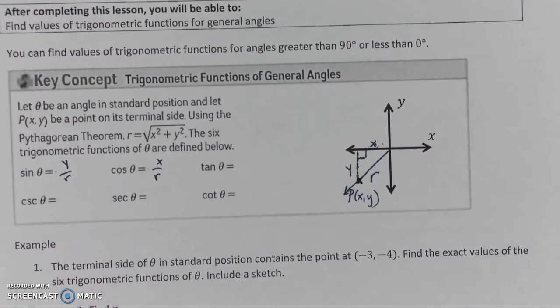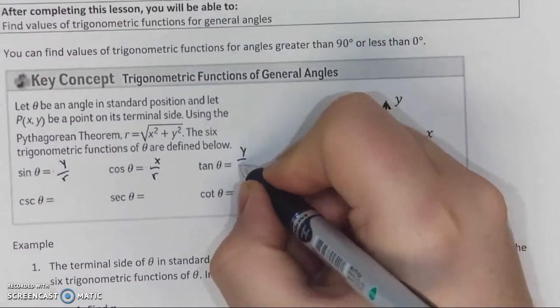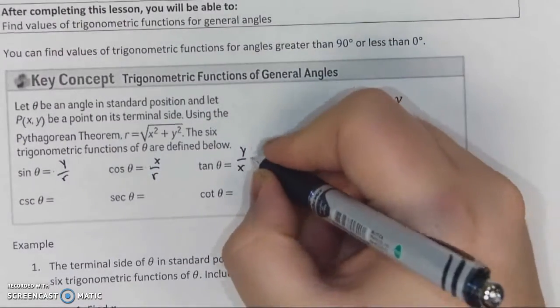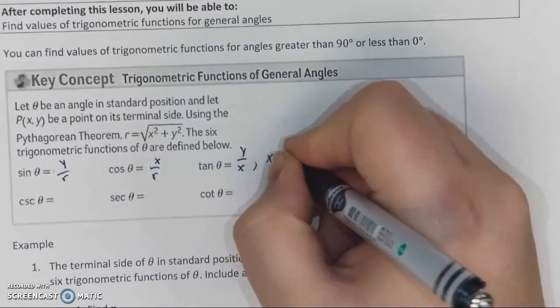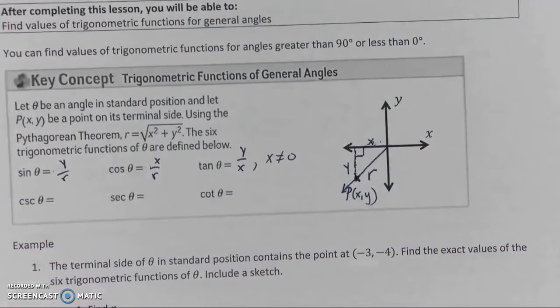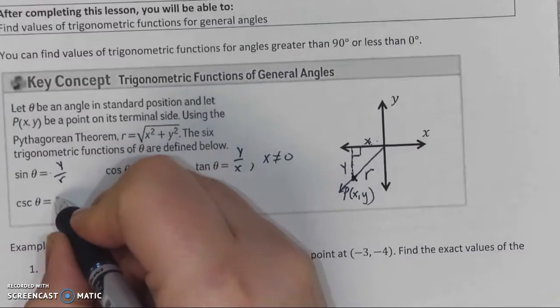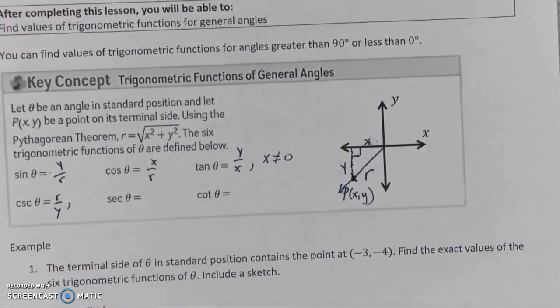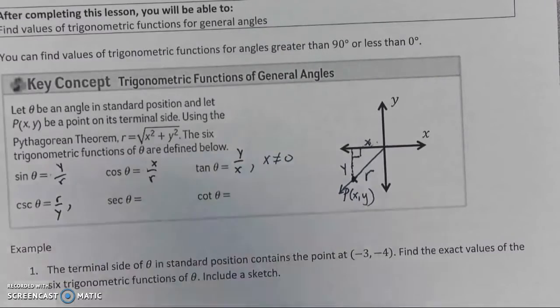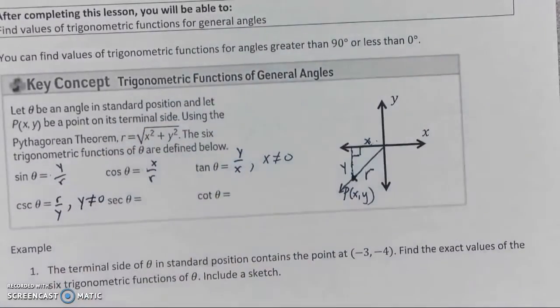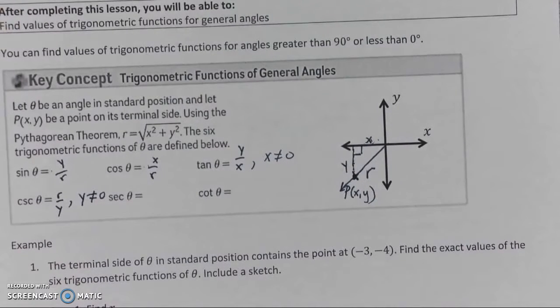For tangent of theta, that is going to be y divided by x. And here you do need to be careful about x not equaling 0. So if x equals 0, this y divided by x is undefined. We can't have something undefined. Cosecant is r divided by y. Again, you need to be careful: if y is equal to 0, then you get something undefined. There's no way that we would ever have both x and y equal to 0. One of them will always have some value other than 0.